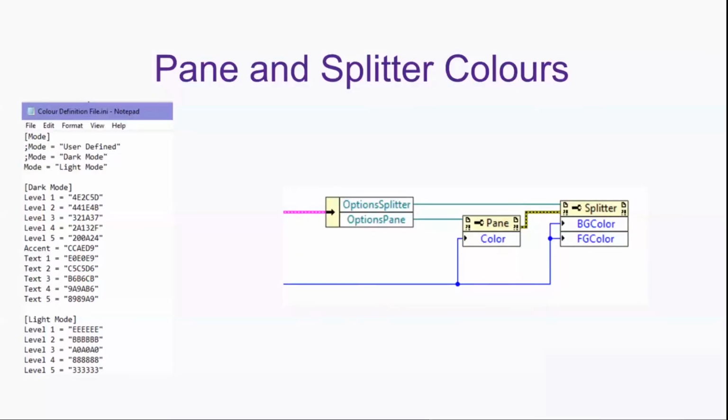And the code behind the scenes is really straightforward. I have a simple INI file that goes through the current mode that's selected: light mode, dark mode, user-defined. It then has different sections for what those different modes mean. I have 5 levels from background all the way to foreground of different colors, just written in hex. Okay? For backgrounds, an accent color.